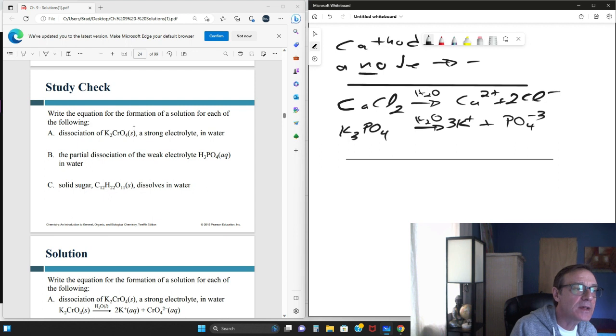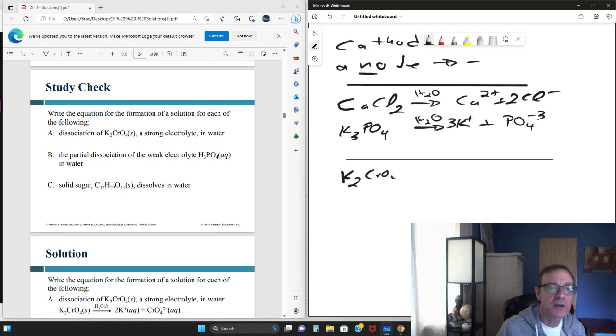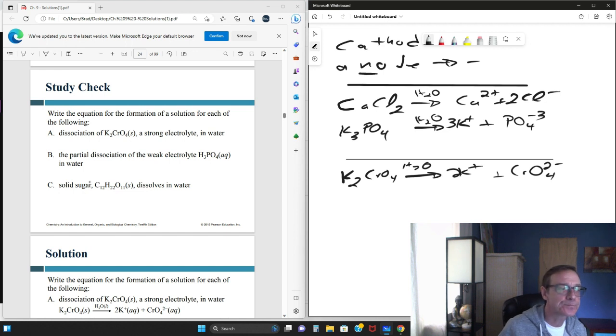Okay, so they're asking us to write down the dissociation of potassium chromate in water. All they're asking us to do is exercise our knowledge of this polyatomic, the chromate. So we know that that's polar. Water is, of course, polar. So we get 2 potassiums and a chromate, which has a charge of -2 to balance that out.